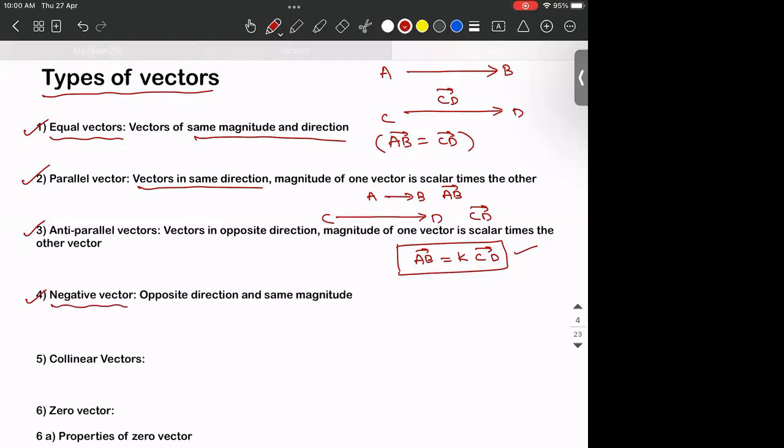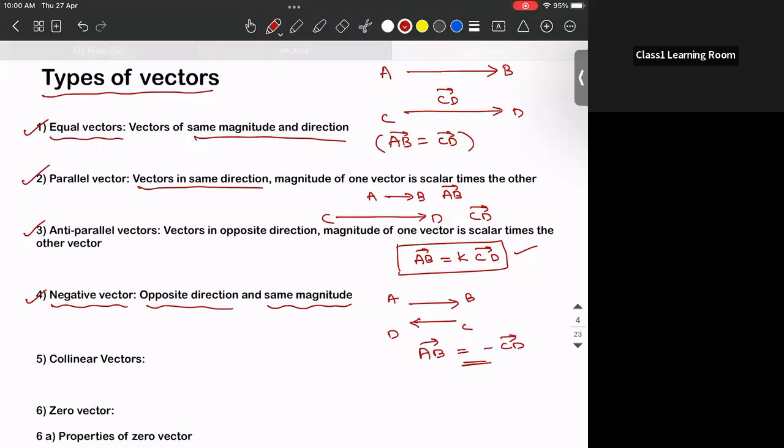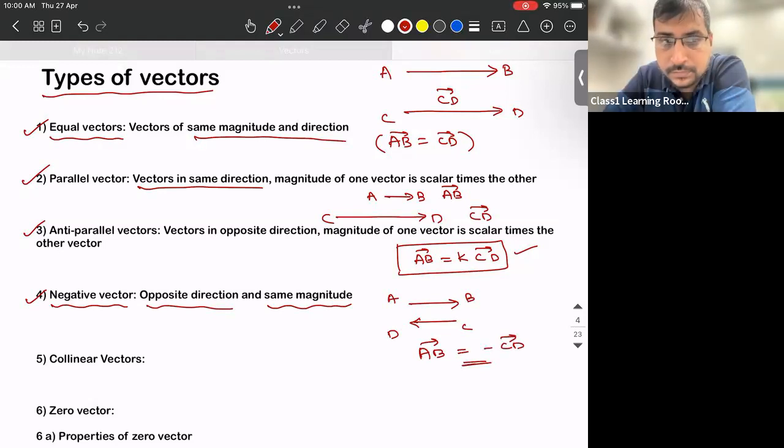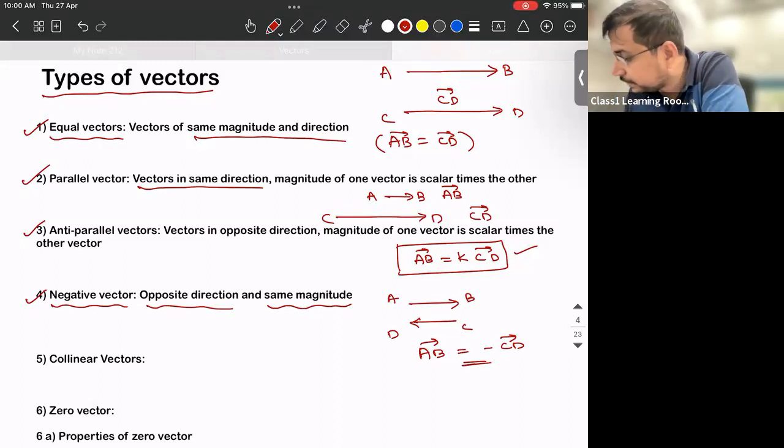Then we talk about negative vector. Negative vectors are vectors which are in opposite direction and have the same magnitude. So if this is AB vector and this is CD vector, AB vector is equal to negative of CD vector.